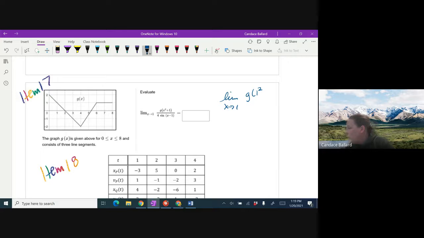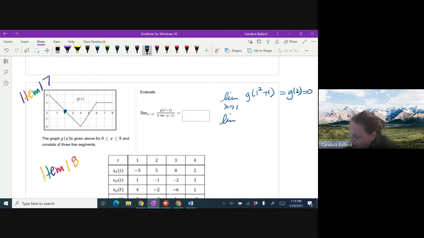Maybe it's not L'Hopital's rule. No, it's L'Hopital's rule. 1 squared, oh, I see why. Okay, 1 squared plus 1. So that's going to be g of 2, right? Because 1 squared is 1, 1 plus 1 is 2. So I'm going to go to g of 2, and what do you know? It's equal to 0. Surprise, surprise, right?